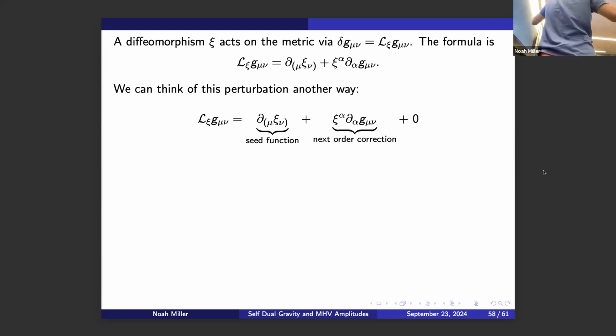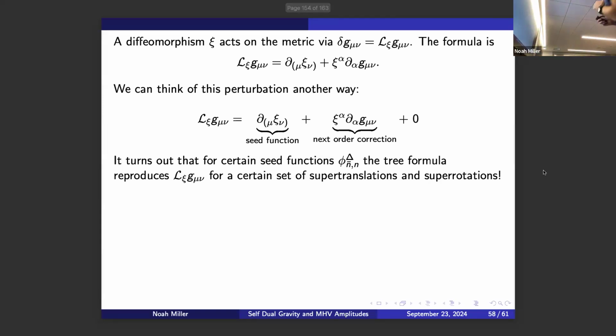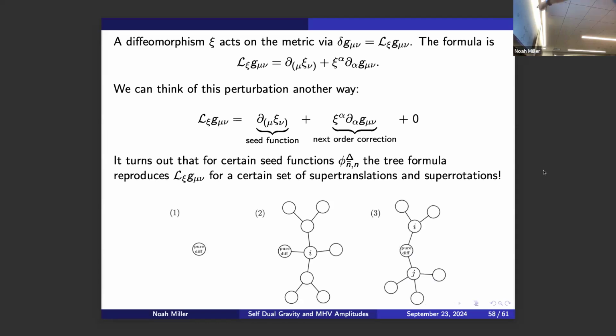Like you have a pre-existing metric, then you want to add a part linear in C, and then there's a next order correction necessary to make this still satisfy the equation of motion. And then it terminates there. So I'm just saying that in this tree formula, if you have a seed function which is like a pure diffeomorphism, then you're going to add in trees that look like this, which is the diffeomorphism itself. You're going to have one where the diffeomorphism attaches to one of the other pre-existing seed functions. And then it turns out that when the diffeomorphism attaches to two things, this actually evaluates to 0.